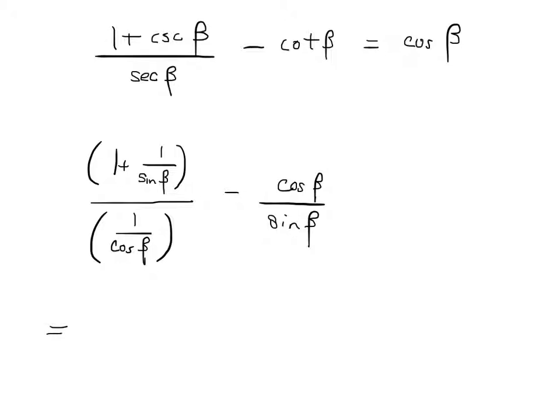I'm dividing by 1 over cosine beta, which means I'm multiplying by cosine beta over 1. And then the numerator is sine beta plus 1 plus 1 over sine beta. Or is it? Over sine beta. Right? Okay.